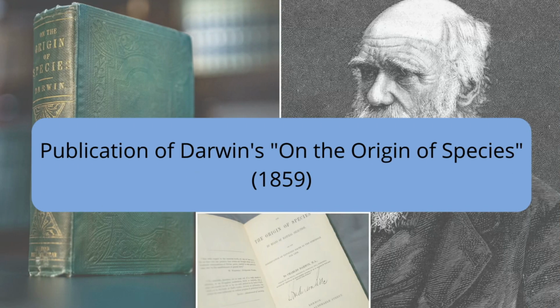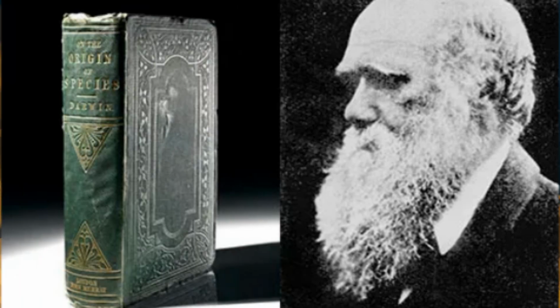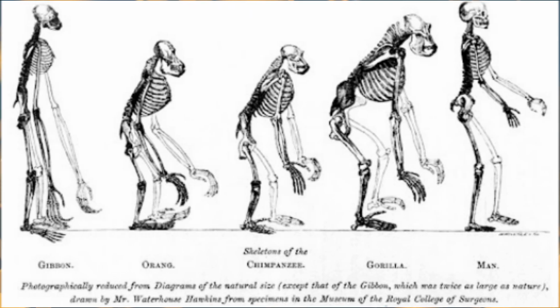The publication of Charles Darwin's On the Origin of Species is a landmark event in scientific history. The publication saw the world on November 24, 1859. Full title of the publication: On the Origin of Species by Means of Natural Selection, or the Preservation of Favored Races in the Struggle for Life. Why is this work so important to the history of science?